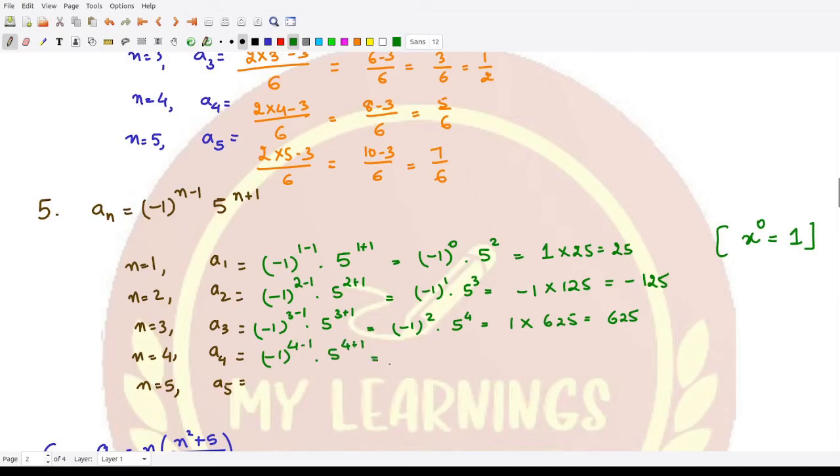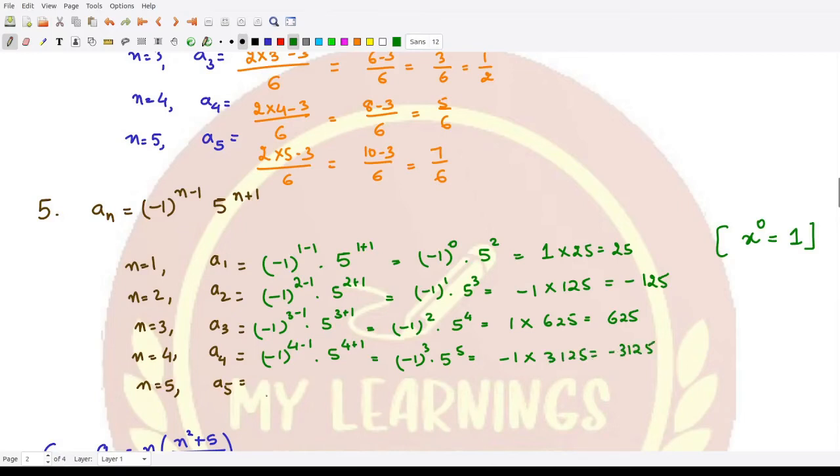So this is equal to minus 1 raised to power 3 into 5 raised to power 3. So how much is this? It is minus 1 into, next we need to multiply 5 times. So that we would have 3125. So the answer is minus 3125.